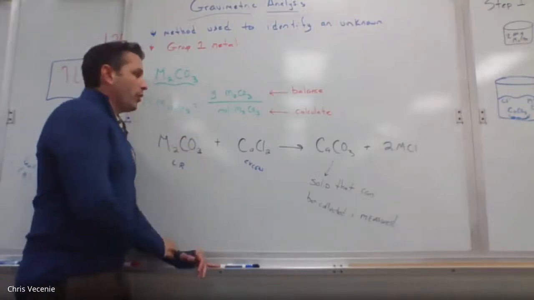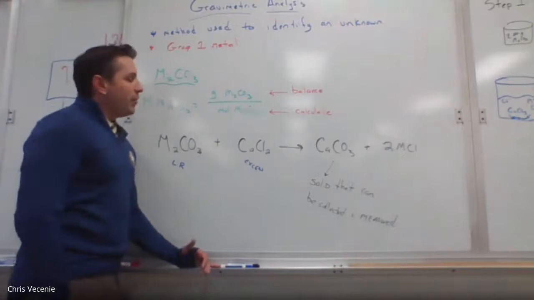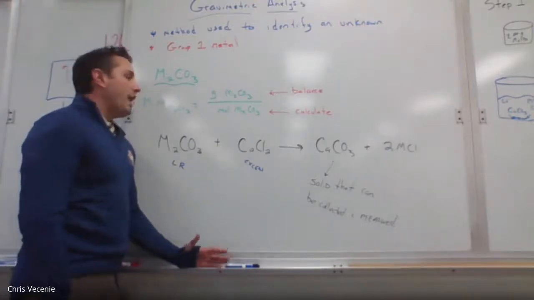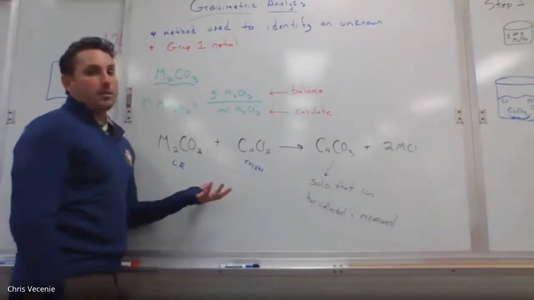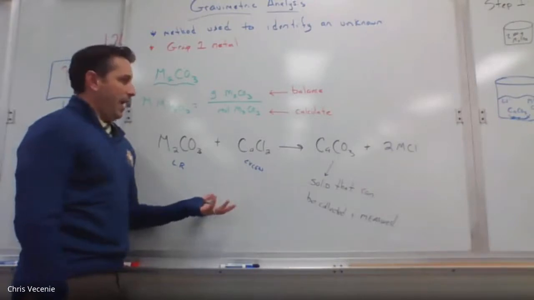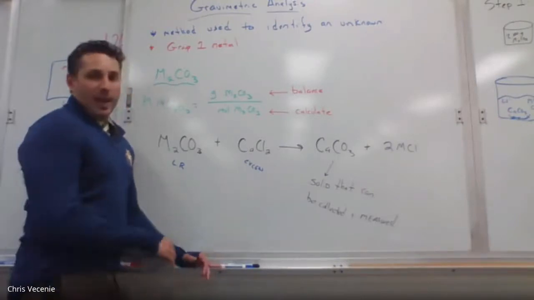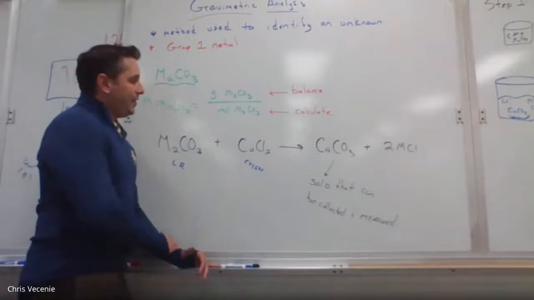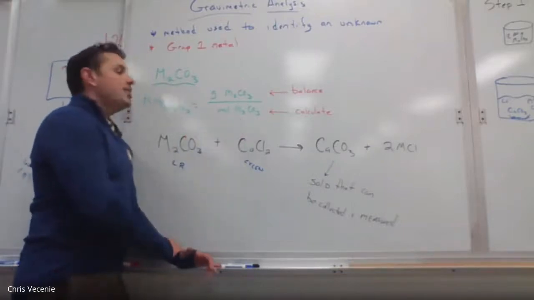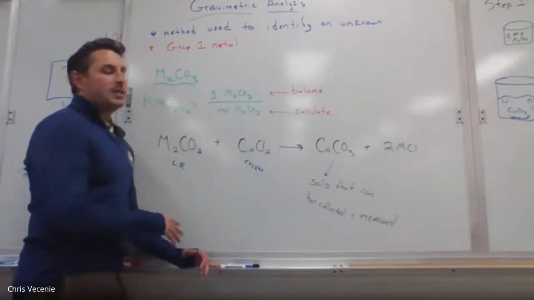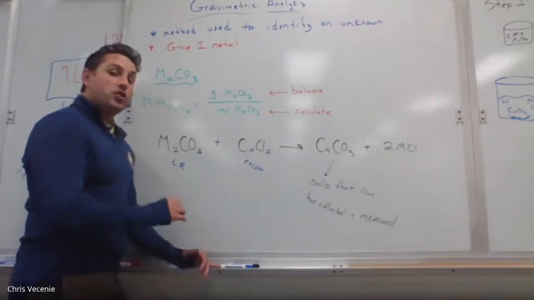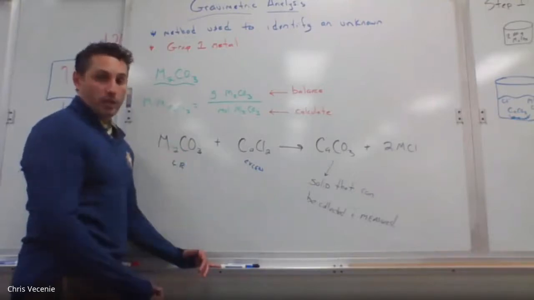The moles are a bit trickier. Because we don't know who the metal is, we're going to have to find another way of getting the moles of the M2CO3. I always say, if you can't get the substance itself, the next best thing is to get a substance in an equation with it, because you can do a mole-to-mole ratio.